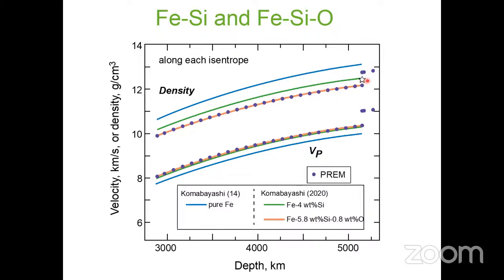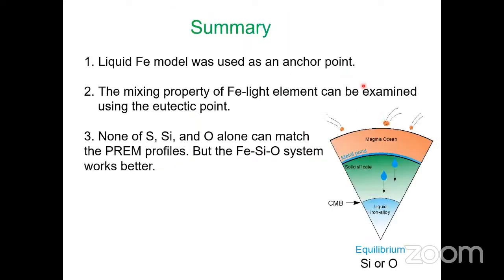Okay, so that is here, this star symbol is the crystallizing phase density. This is still not enough to reproduce the inner core density, but this works better than the iron-sulfur system. At least this can produce the difference between the outer core and the inner core. So far this is the conclusion, and this is the summary slide.